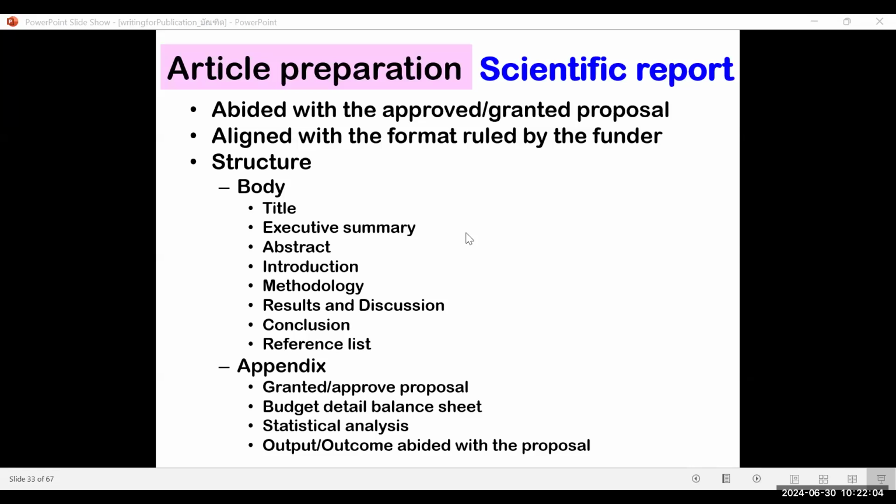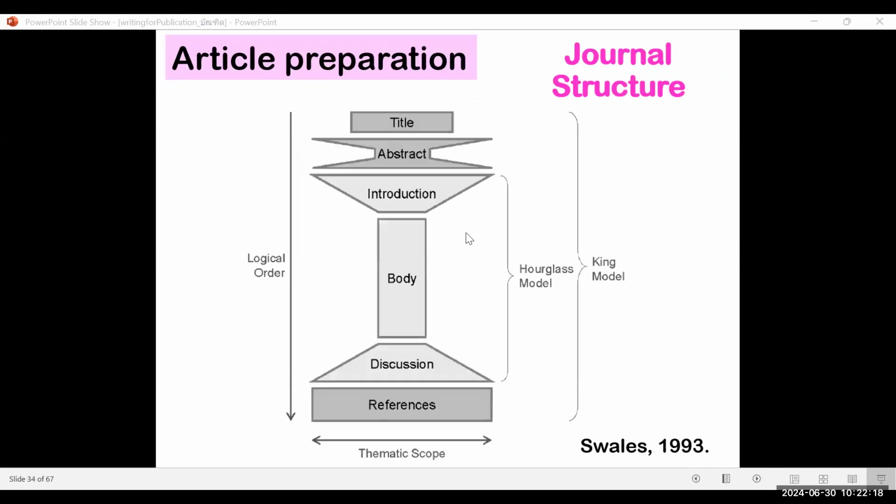And any statistical analysis that you need to insert goes into your appendix, along with additional outputs or outcomes that abide by your proposal, right? But what about the journal? To prepare the article that you want to publish in the journals.